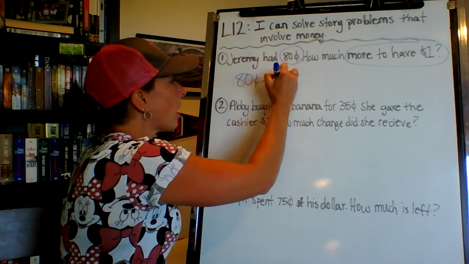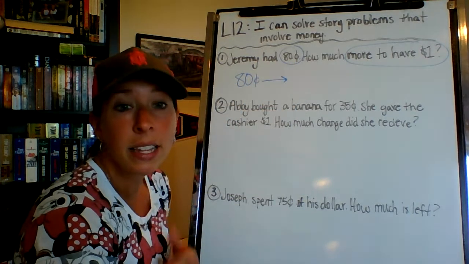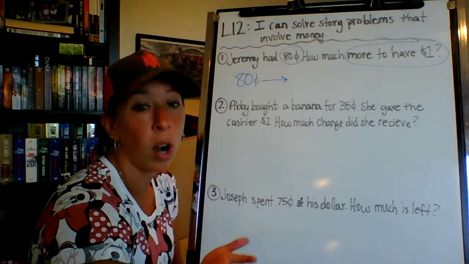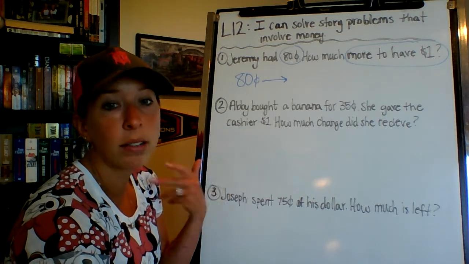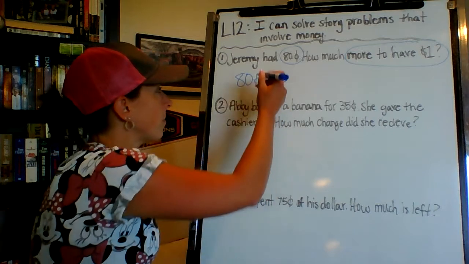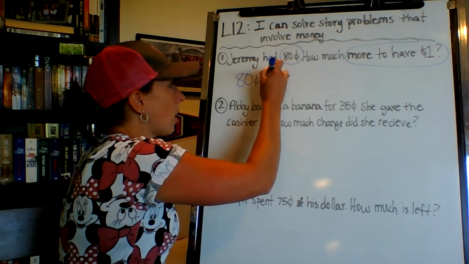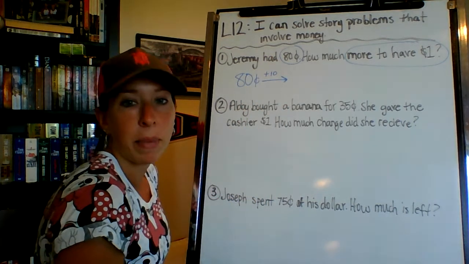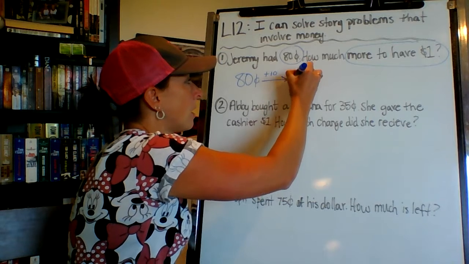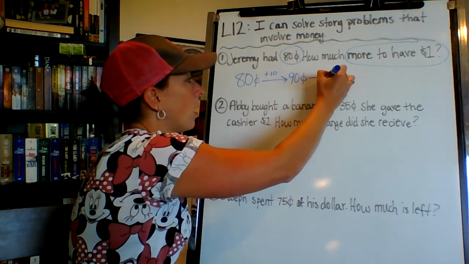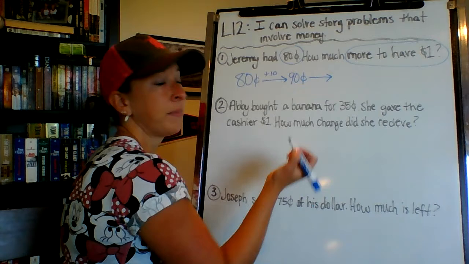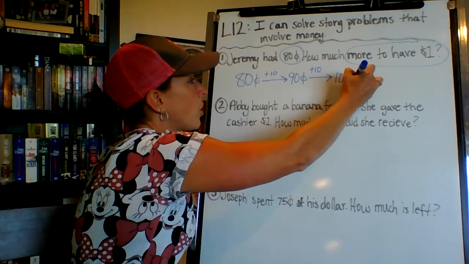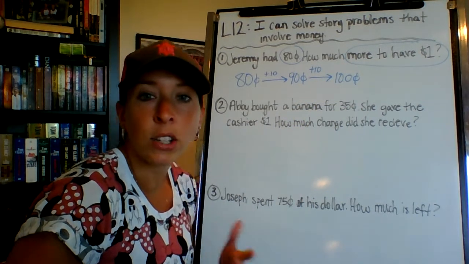And remember, when we use arrow way, we can skip out by tens or ones or hundreds. Obviously, we don't want to go by hundreds. Ones would take a while, so why don't we skip count by tens? So we can go 80 cents, we can go plus 10. What does that make? 90 cents. We got to go another what? 10. And now we are at 100 cents, which is the same as $1.